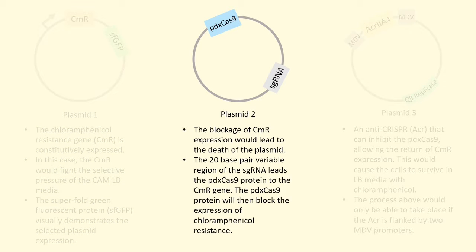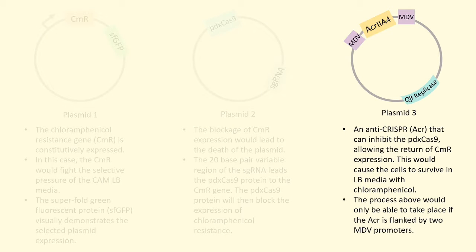The second vector is made up of the Pyogenes DX-Cas9 protein and single guide RNA, sgRNA. The 20 base pair variable region of the sgRNA leads the DX-Cas9 protein to bind to the CMR gene, hence blocking the expression of both chloramphenicol resistance and, by extension, GFP fluorescence.